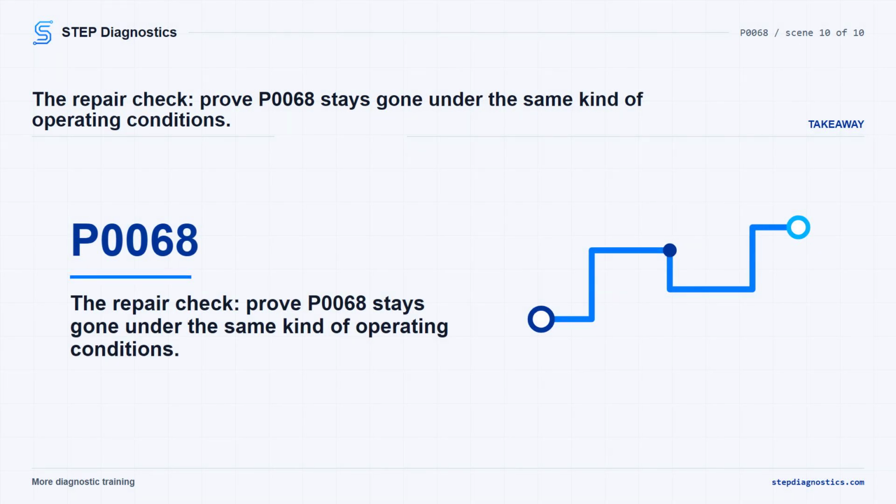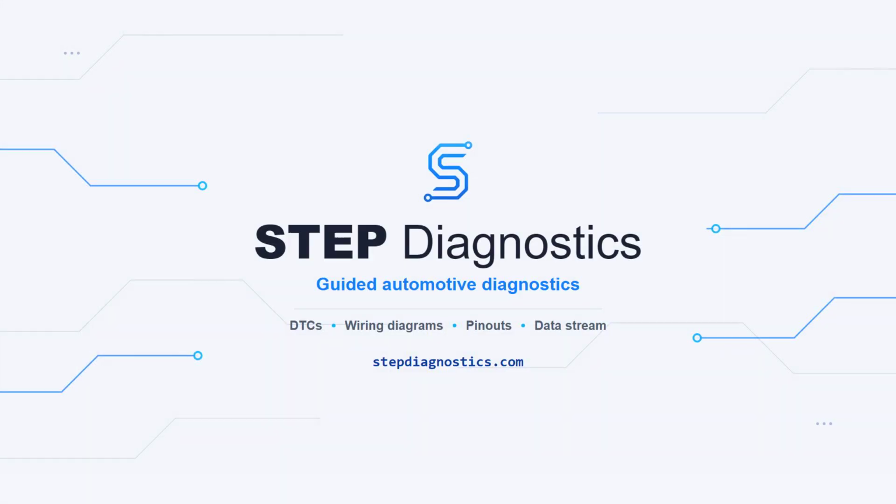After the repair, keep verification separate from the testing you just performed. Verify the repair and confirm P0068 stays gone under the operating conditions. The takeaway is simple. Do not jump straight to a part. Prove the reference inputs are clean, prove the throttle, MAP, and MAF signals make sense, then inspect the air path and engine condition if the code returns.